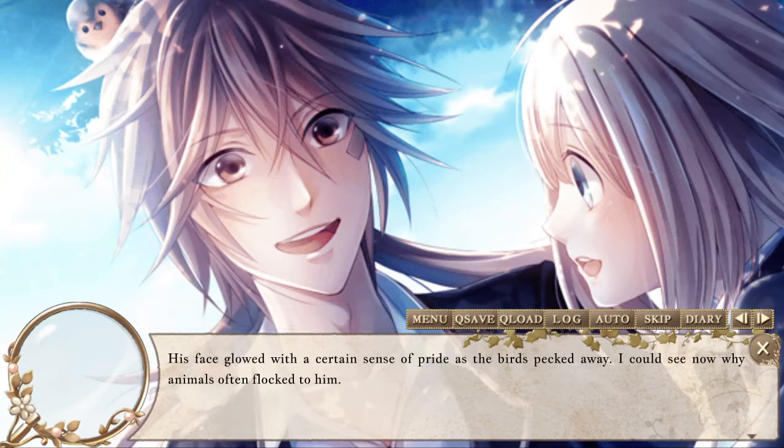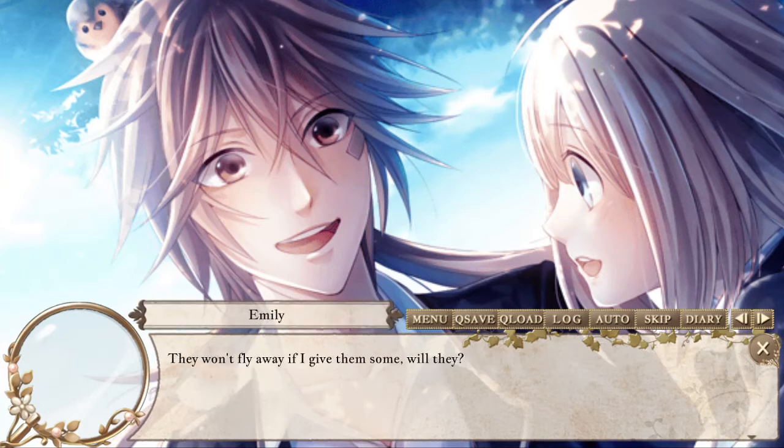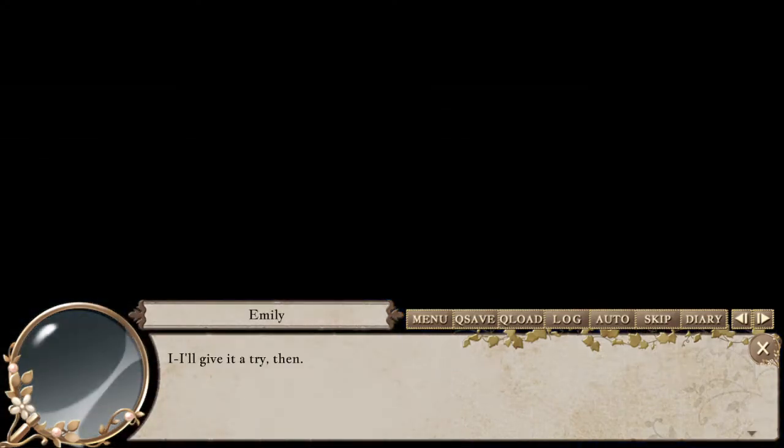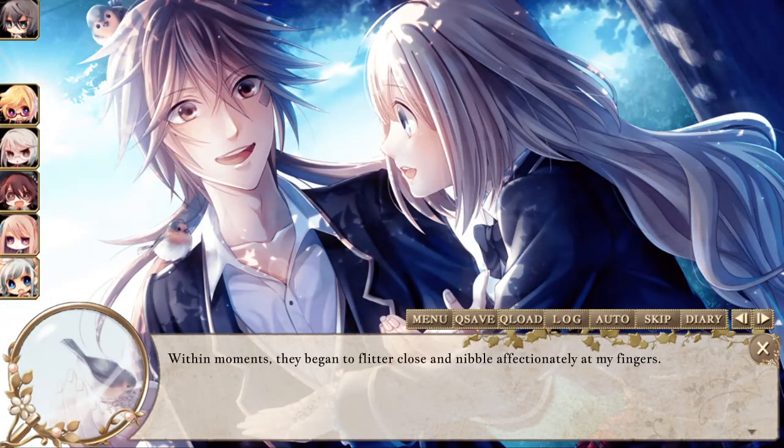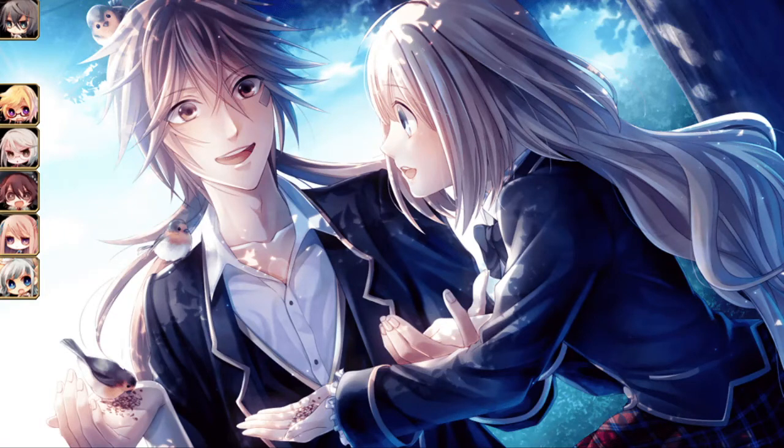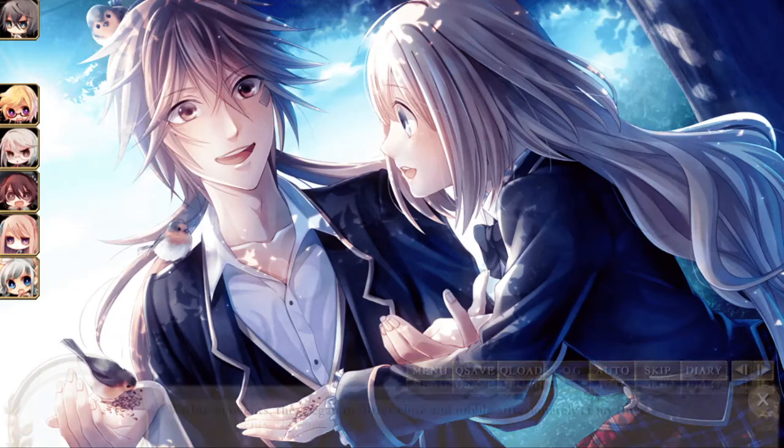His face glowed with a certain sense of pride as the birds pecked away. I could see now why animals often flock to him. They won't fly away if I give them some, will they? So long as you're gentle, they won't. I'll give it a try, then. I did feel nervous, but I sprinkled some of the food on my palm and cautiously held it out before the birds. Aw, let's take a look at that. Oh, he's holding her hand, and they got bird feet in their other hands and robins, and oh, it's so cute! So freaking cute!